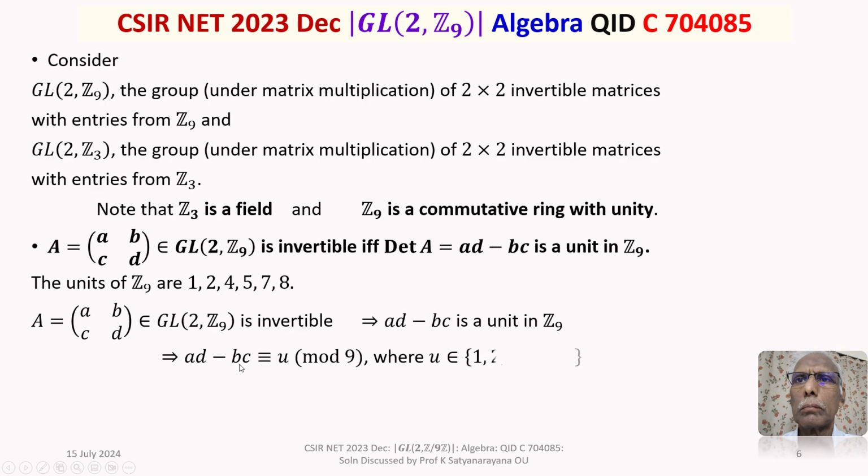That is AD minus BC. When you multiply the elements AD, BC, AD minus BC is an element which can spill over 9. Then you take the modulus, and because it is a determinant, it should be a unit. Therefore it is congruent to U mod 9, where U is a unit belonging to the set of all units 1, 2, 4, 5, 7, 8.